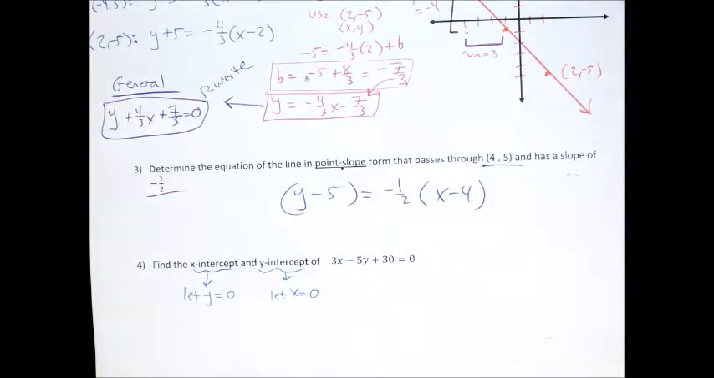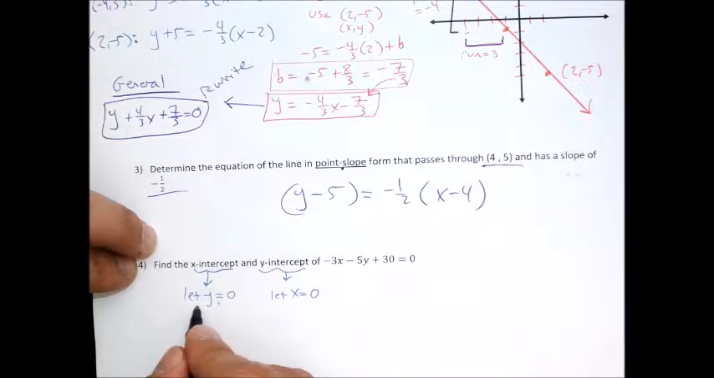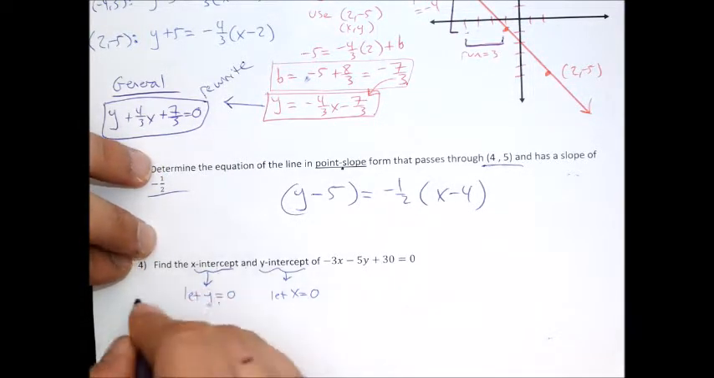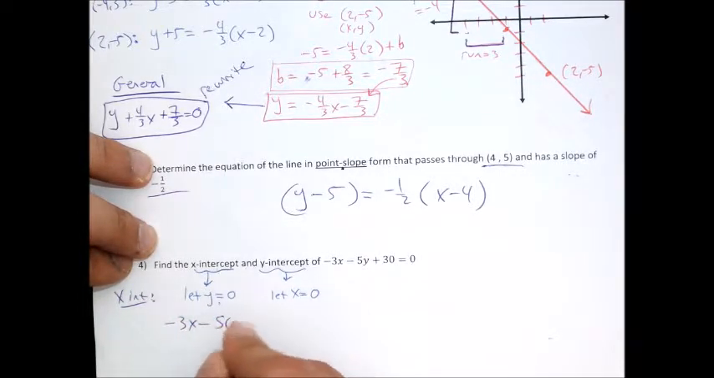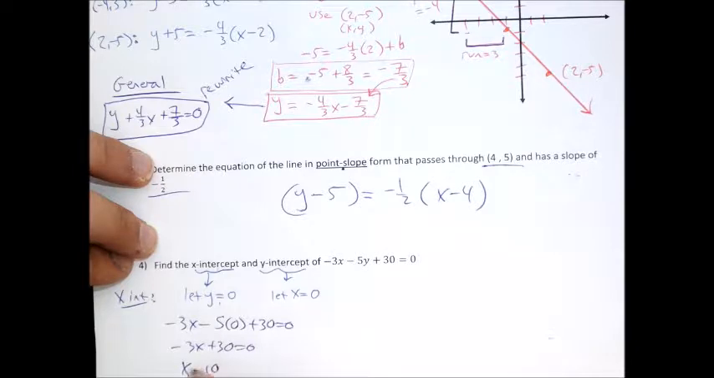what we're doing. If we want to find the x-intercept, we let y equal 0 and plug in, and then solve for x. So let's do that one first. So let's let y equal 0. So this is for the x-intercept. We would get minus 3x minus 5 times 0 plus 30 equals 0. And then we solve for x, and we get minus 3x plus 30 equals 0. And so x equals 10. And so we get the x-intercept of (10, 0).